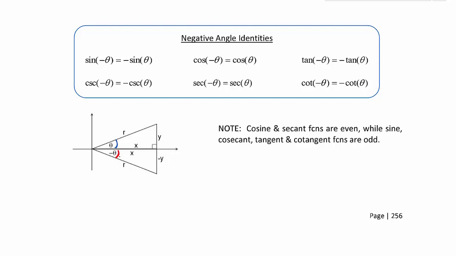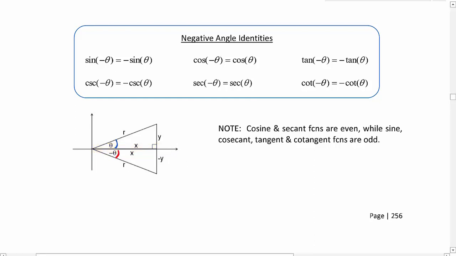And we can see on this diagram that our y value has an opposite sign. So that leads us to the conclusion that sine of negative theta is equal to negative sine of theta. Now, looking at cosine, cosine of negative theta equals just cosine of theta. Because if we look at our two triangles, we see that for both of them, the x value is positive. So whether our angle is positive or negative, the x value doesn't change sign.